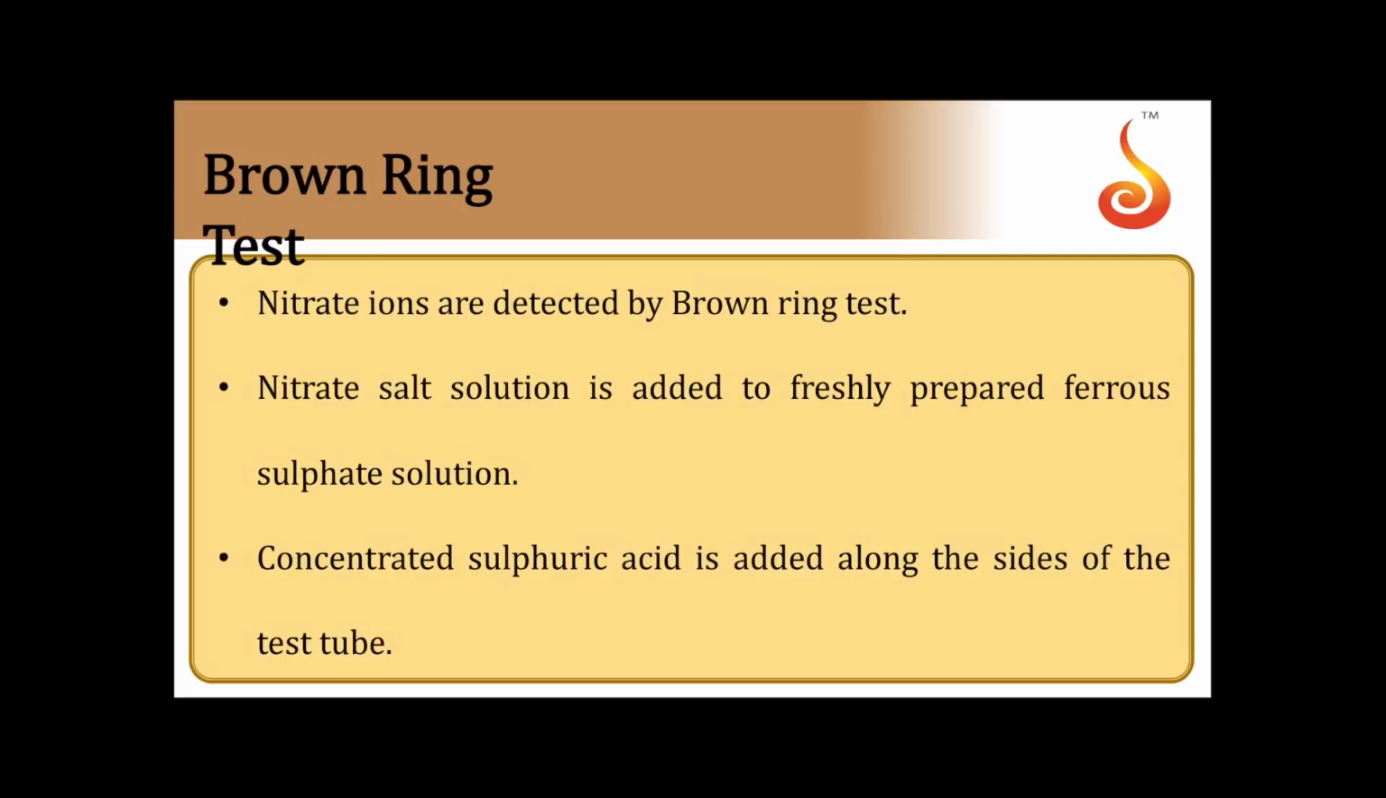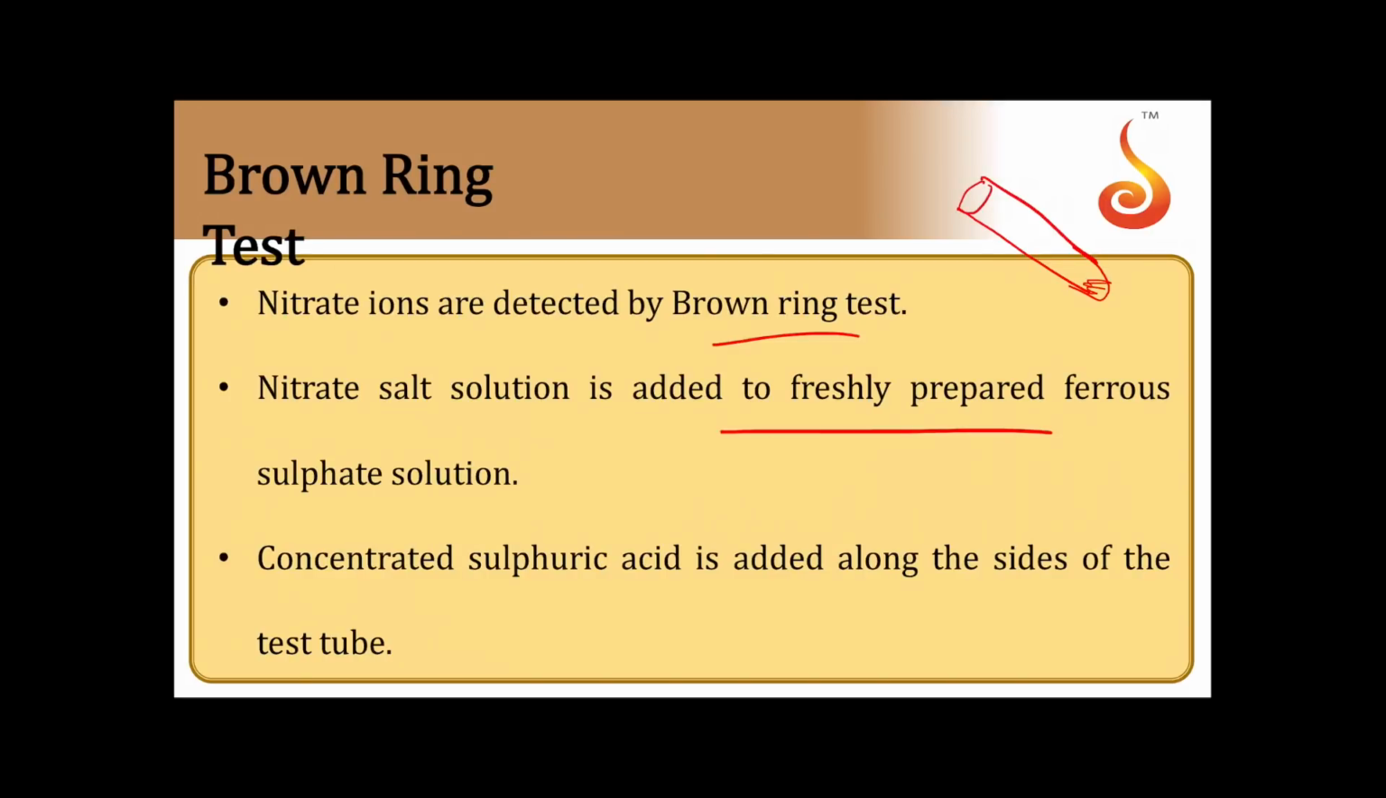Next one, uses: the brown ring test. One of the uses you can say. The nitrate ions are detected by the brown ring test. The nitrate salts have nitrate ion in them, and we can do the brown ring test for that. The nitrate salt solution is added to freshly prepared ferrous sulfate solution. So they take a test tube, which should be in an inclined position.